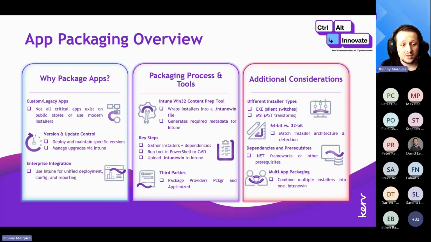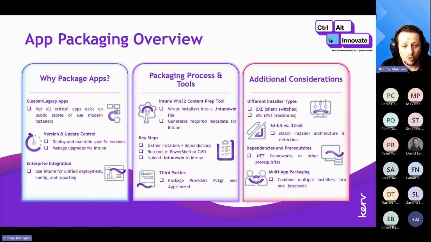We have dependencies and prerequisites. So as I mentioned, if an application needs .NET or C++ or Java, you can upload those apps as part of the bundle with that you create, or you can have those separate and add those apps as dependencies to the app that you're deploying. And Intune will only deploy the app once it confirms that .NET Framework has been successfully installed on the device.